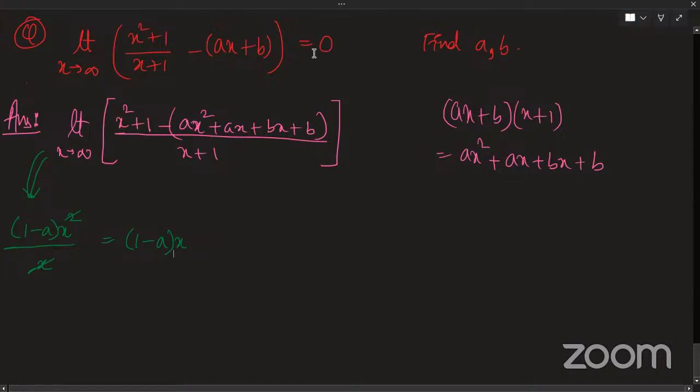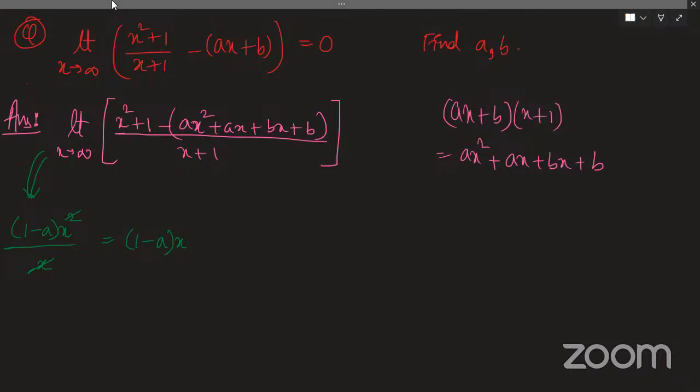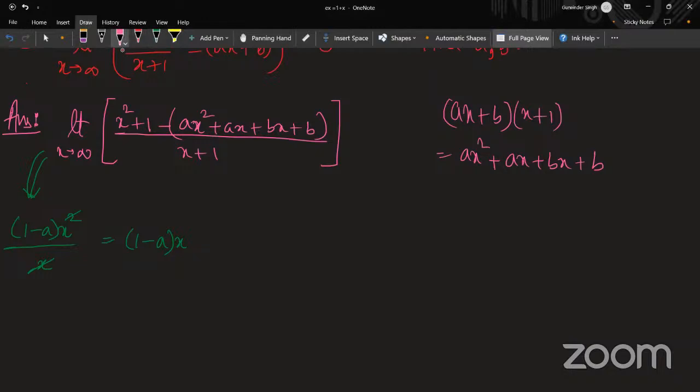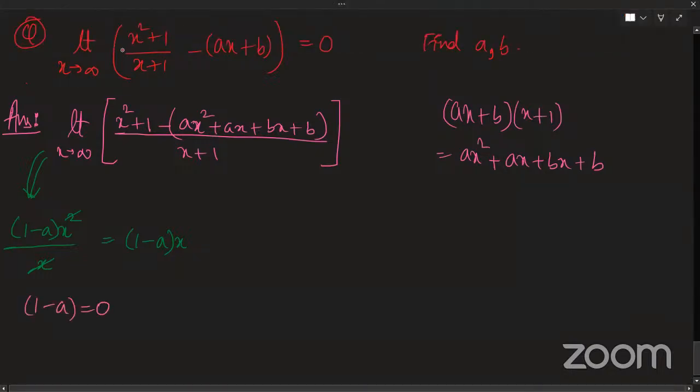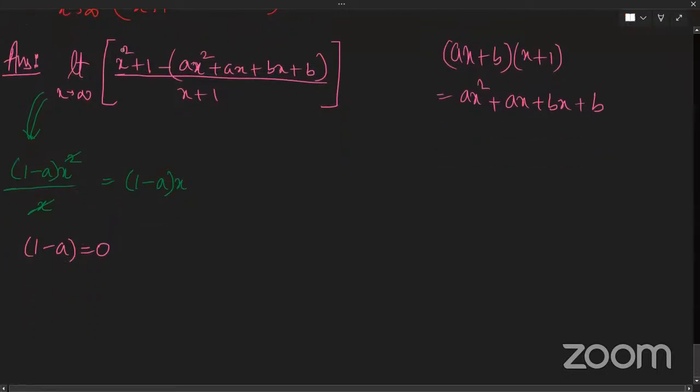So if it is going to 0, what can I infer about 1 minus a? 1 minus a should be equal to 0. Correct. Because if 1 minus a is 0, my whole coefficient of x square in the numerator will evaporate. If it evaporates, it is a good thing for me because I have no x square term in the numerator left. So if 1 minus a is 0, a is equal to how much? 1. Great. A is equal to 1.